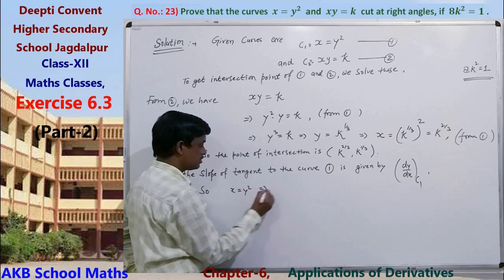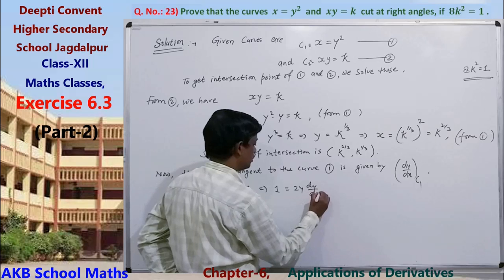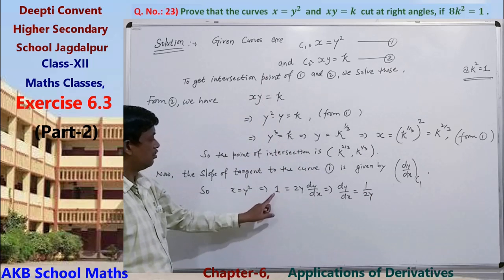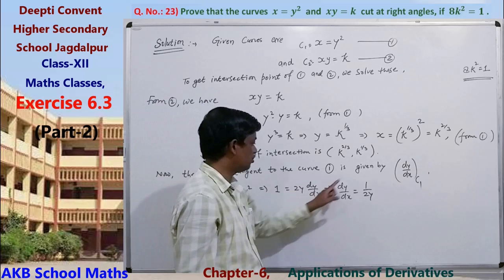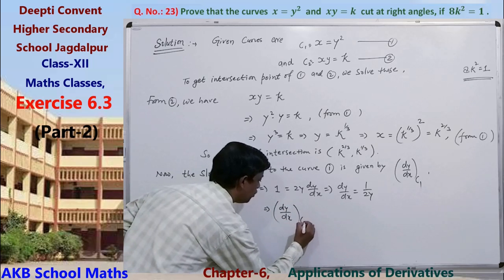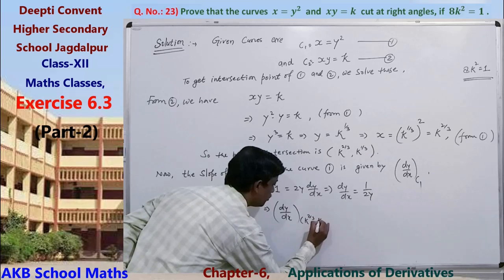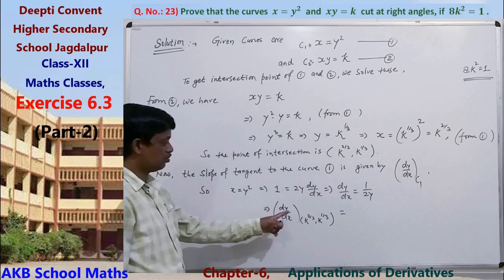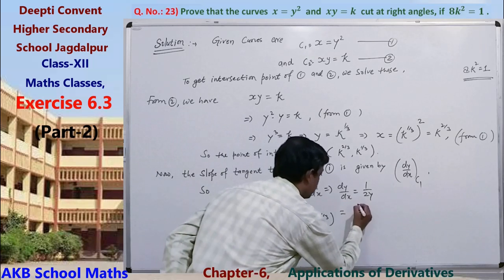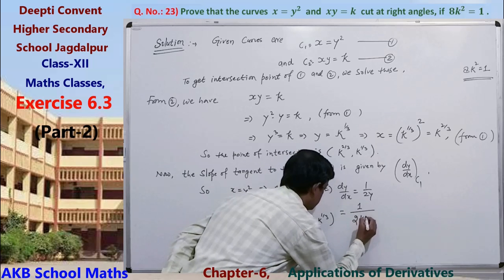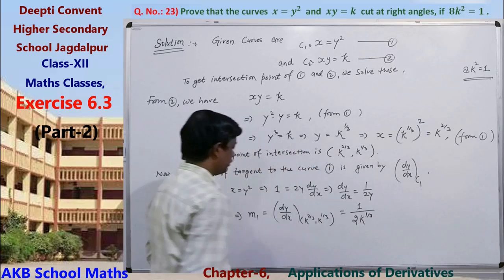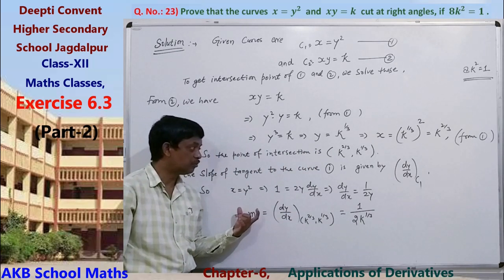Differentiate it on both sides with respect to x. 1 equals to 2y dy upon dx implies dy upon dx equals to 1 upon 2y. So dy upon dx at the point k power 2 by 3, k power 1 by 3. At this point, suppose m1 is the slope, m1 equals to dy by dx at this point is equals to 1 upon, in place of y, 2k to the power 1 by 3. Okay, this is m1. This is the slope of the tangent to the first curve.